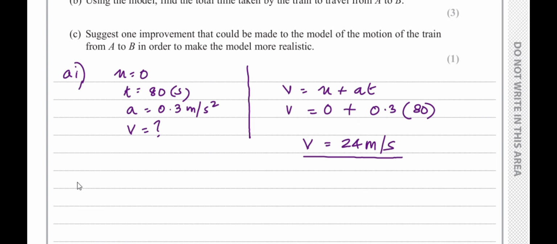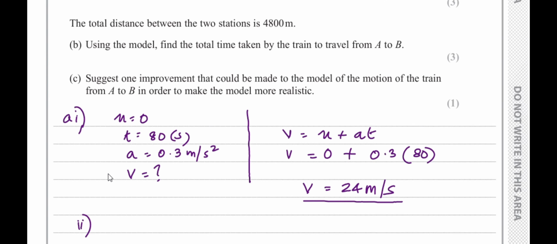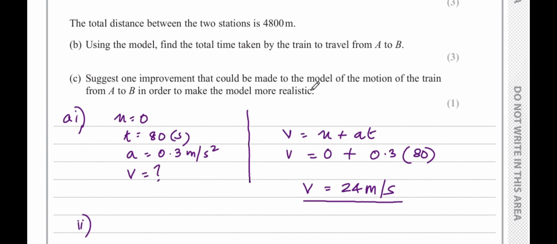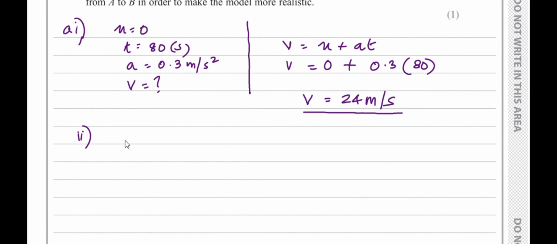Okay, what's the second part of the question? State the time for which the train is decelerating. Again here, let's document what information we have. Here the u is going to be this 24 meters per second because that's the starting velocity, and it ends with velocity being equal to 0, the final velocity. And then we need to find out what t is, but we know the deceleration. Deceleration is minus something. What is that? 0.5 meters per second squared.